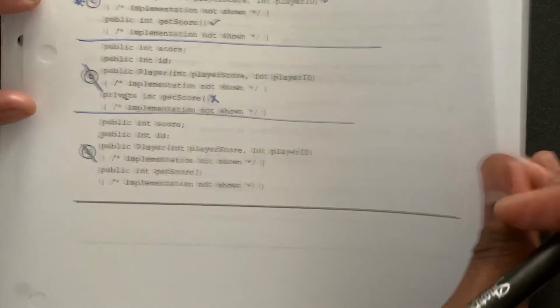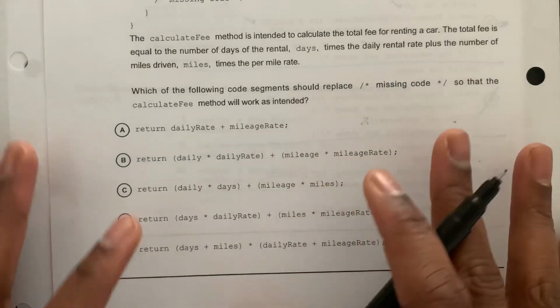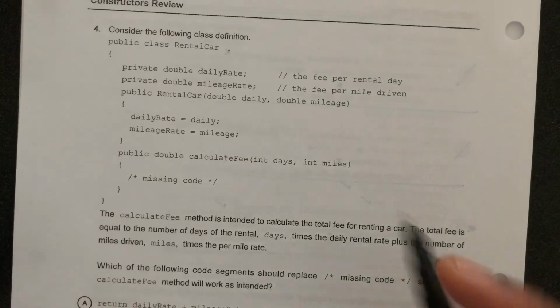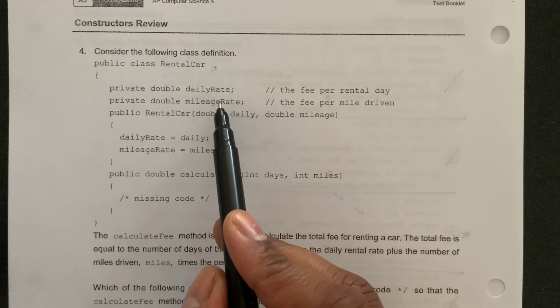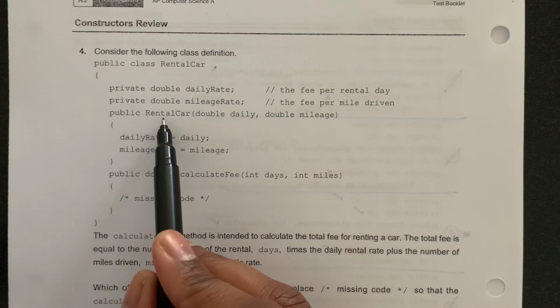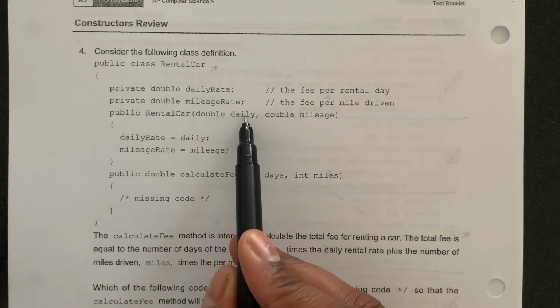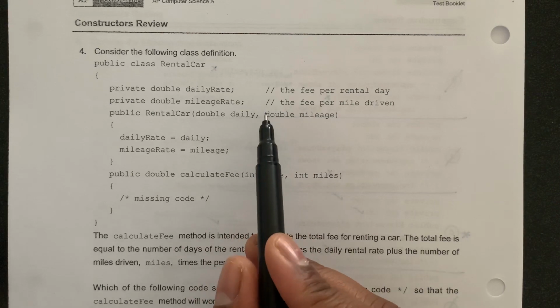So then for number 4, let's see, where are we in here? So number 4, we have a rental car class where we have our instance variables, our daily rate and mileage rate. The constructor is a public rental car is going to take 2 parameters of daily and mileage. Both of those are doubles.